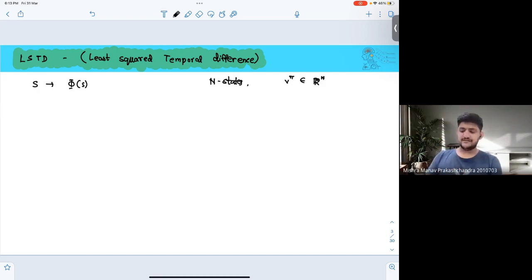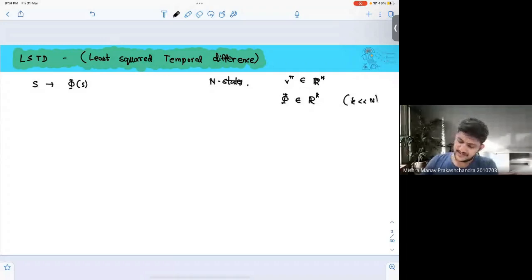Similarly, so this is the state representation. If I have n states, the value function belongs to the space R of n. Similarly, my phi representation, which is the parameterized form of representation, belongs to the space R of k, with the assumption that my k is much, much smaller than n. Meaning the dimensionality of the parameterized representation of a state is much, much lesser than the original dimensionality of the state space.